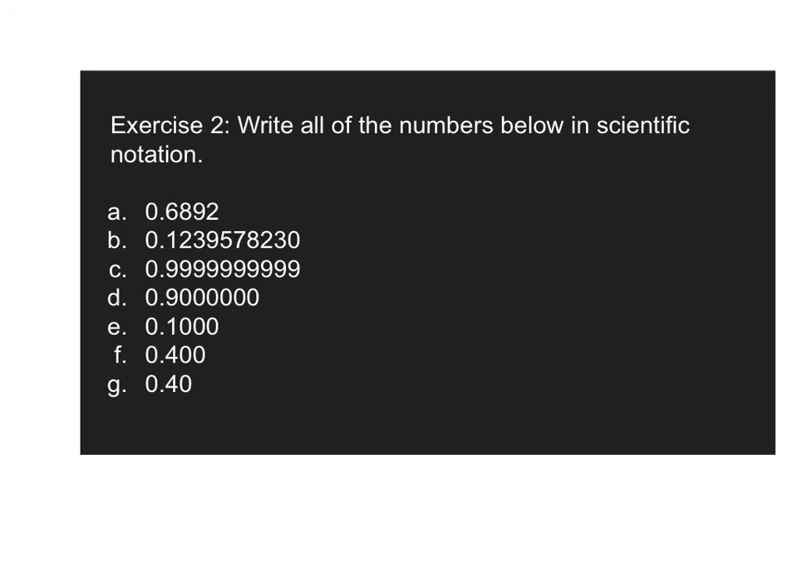All right, we're going to be doing one of these together, and then you're going to do the rest in a breakout room. So for exercise 2, we're writing all these numbers below in scientific notation. These are all small numbers. They're all less than 1. First thing I'm going to do is identify my leading digit. Right here it is a 6. So I'm changing this to be 6.892, where 6 is my leading digit. And to do that, I need to move my decimal 1 space back. So this is times 10 to the negative 1st because I moved 1 space back.